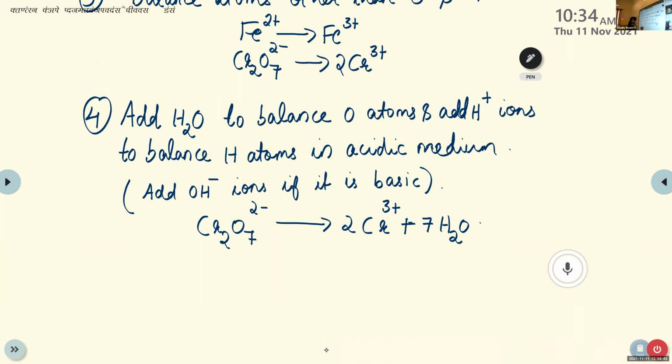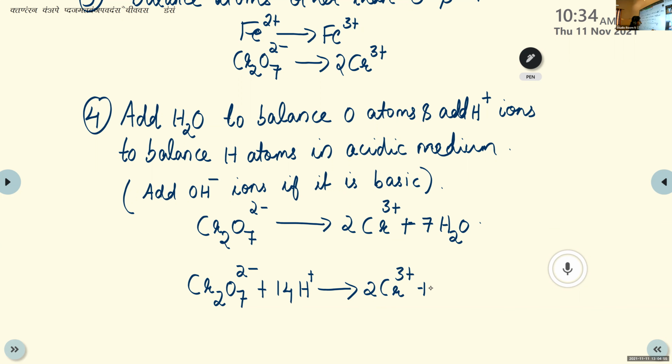Okay. Now the equation becomes Cr2O7 2- + 14H+ will give 2Cr3+ + 7H2O. In this step, we add H2O. And in the second step, we add H+ ions. By adding H2O, we will balance the number of oxygen atoms. Then by adding H+ ions, we will balance the number of hydrogen atoms. Clear? So we have completed the balancing of atoms, oxygen and hydrogen.